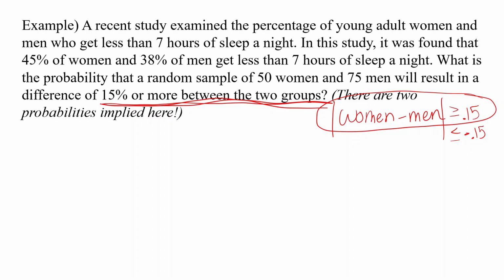Now, most of the time for these problems, there is only going to be one direction implied. So if the question said something like, will result in a difference of 15% more women minus men, women having more than 15% who get more than 7 hours of sleep a night, that would be implied only in one direction. But here we have two probabilities implied. Okay, so we're going to go through our 4-step process. We're going to communicate, check conditions, calculate, and then conclude.